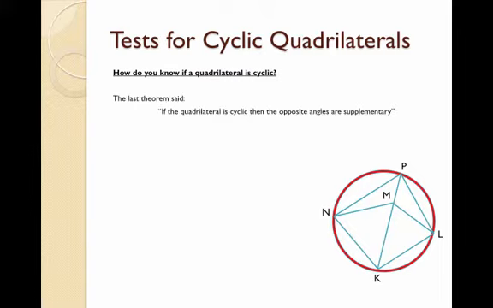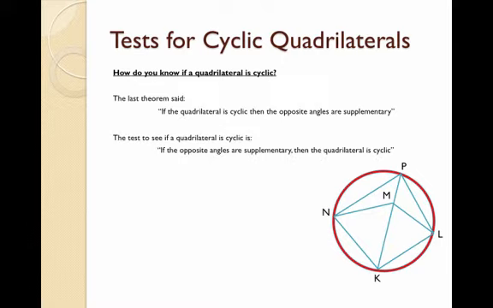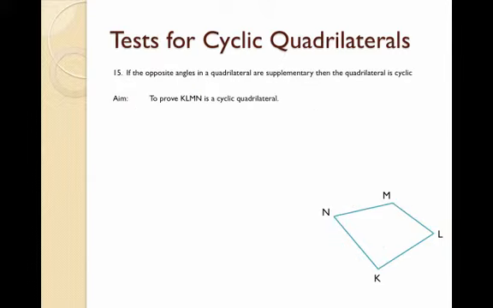The last theorem we discussed stated that if a quadrilateral is cyclic, then the opposite angles have to be supplementary. Well, the converse is a test for cyclic quadrilaterals, and that is, if the opposite angles of a quadrilateral add up to 180, then we know that the shape has to be cyclic. So let's prove it. Our aim is to prove that the quadrilateral KLMN is cyclic.